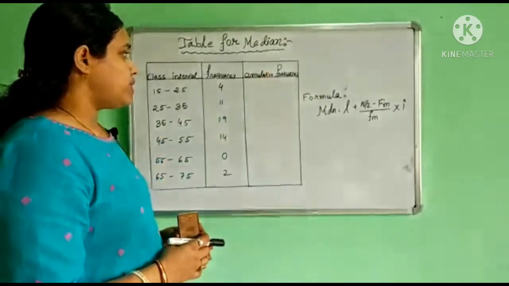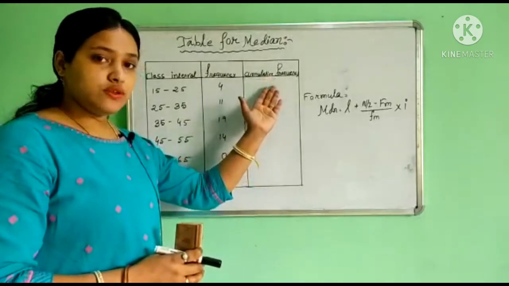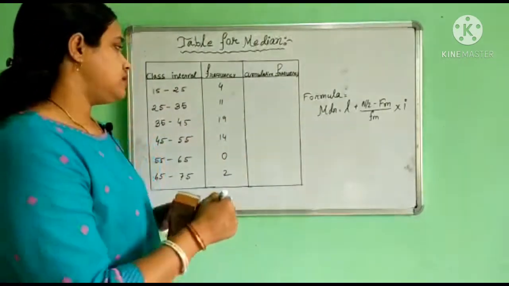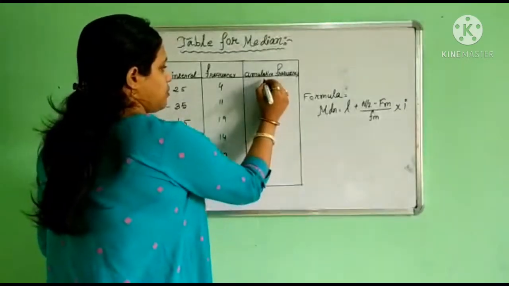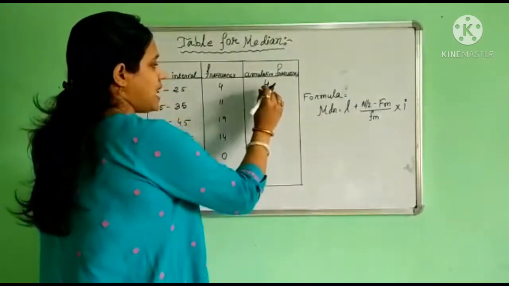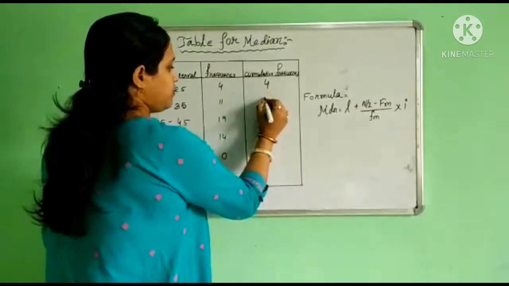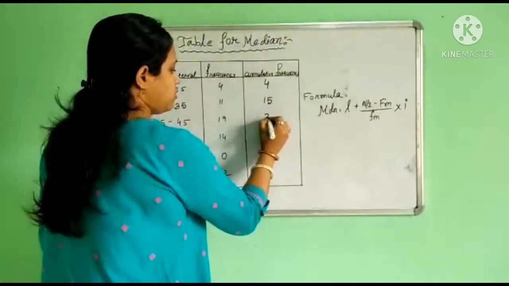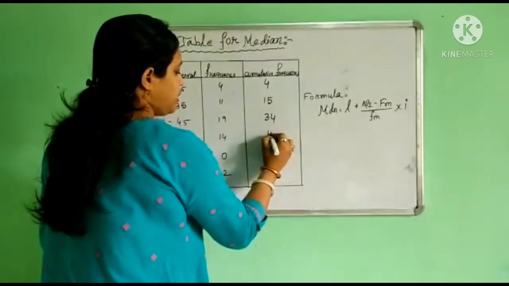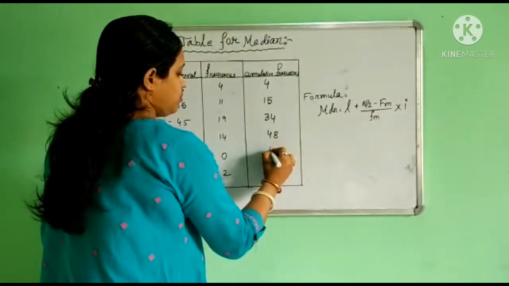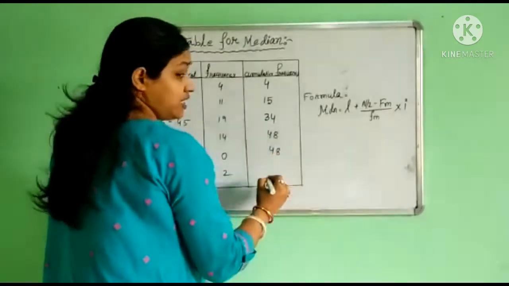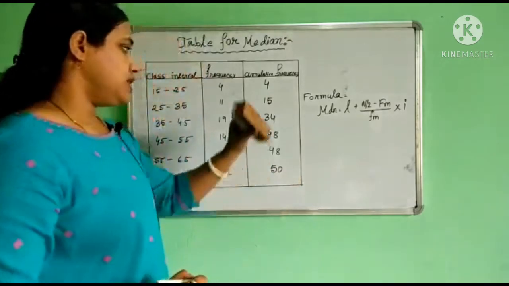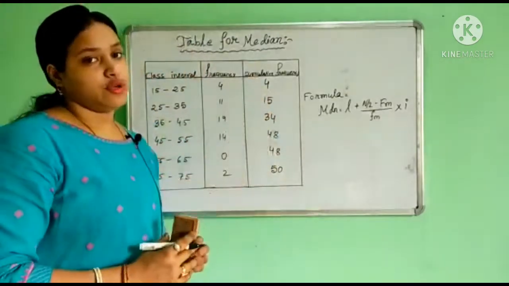First of all, we have to calculate the cumulative frequency against each class. So let's start. First is 4, then adding 4 with 11 we get 15, then adding 15 with 19 we get 34. In this way we arrange the cumulative frequency against each class interval. Lastly, we get 50.